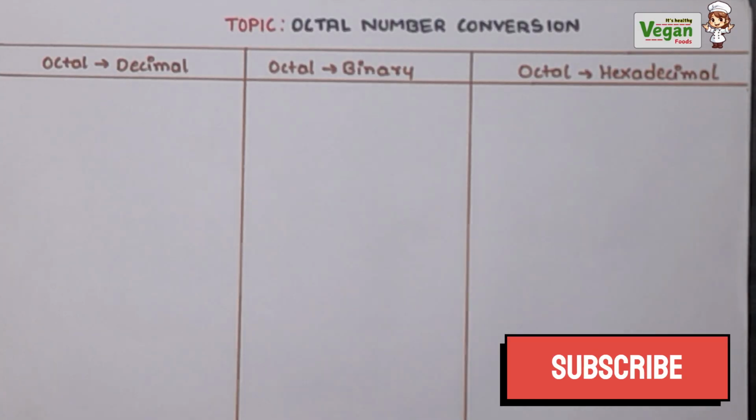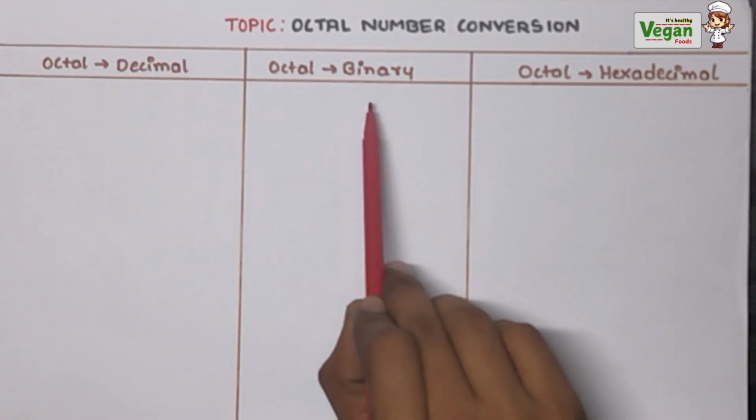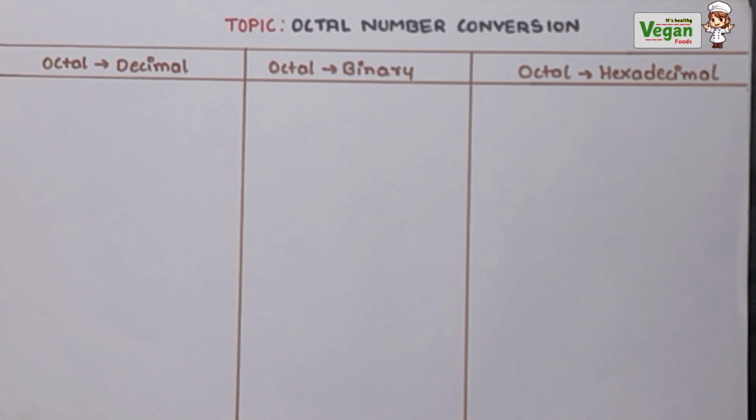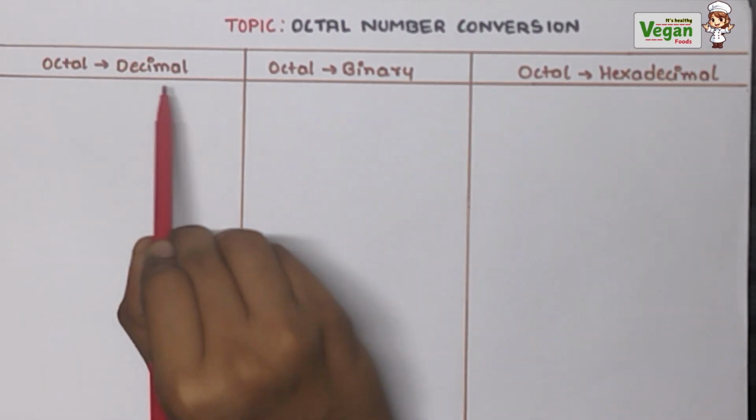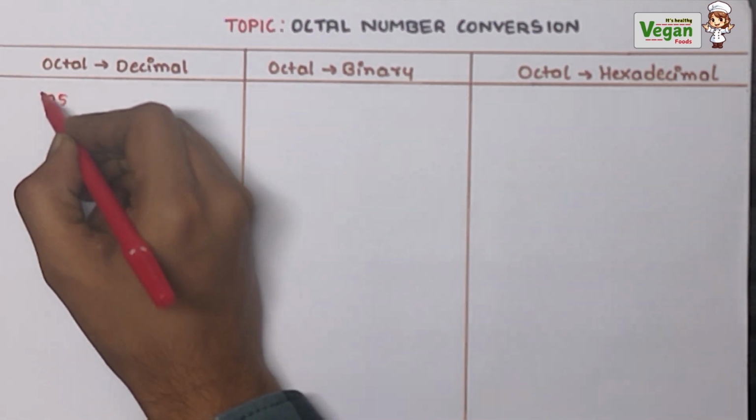So let's consider a number that is an octal number and convert it to decimal, binary and hexadecimal. I will also share a short trick to confirm whether the answer is correct or not. First, let's convert octal to decimal. Let's consider the value 125.